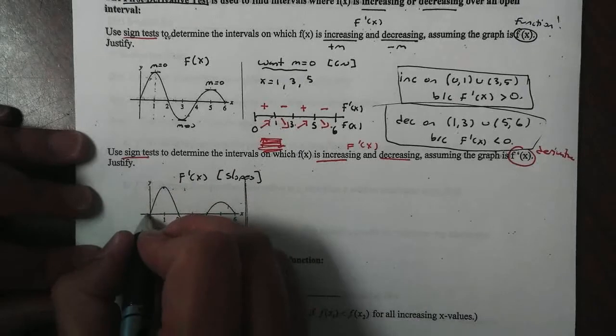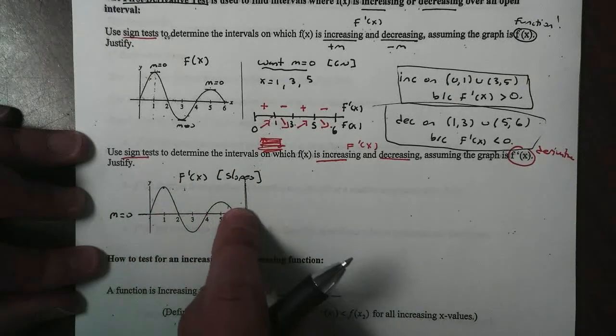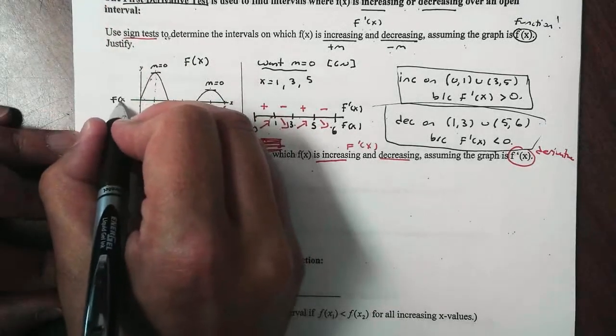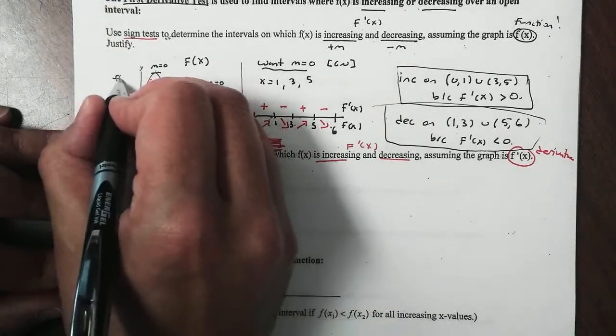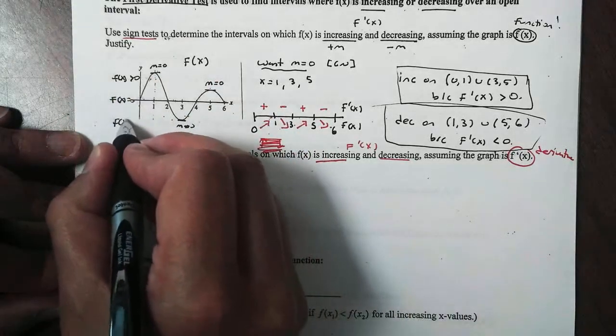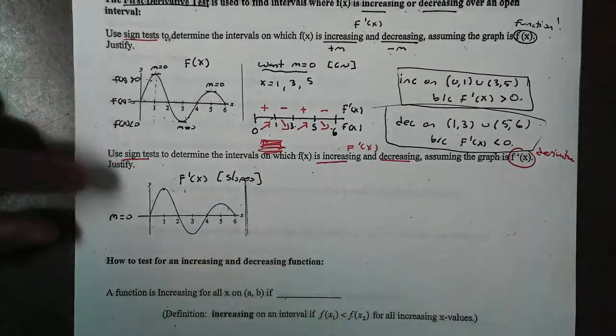For example, our critical numbers where the slope is 0 is going to be along the x-axis. Kind of like right here. My values here are 0. f of x is 0. f of x is greater than 0 above the x-axis. f of x is less than 0 below it. We learned that in Algebra 1.